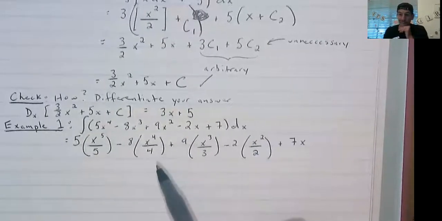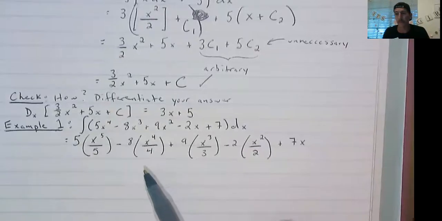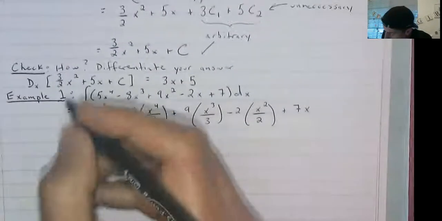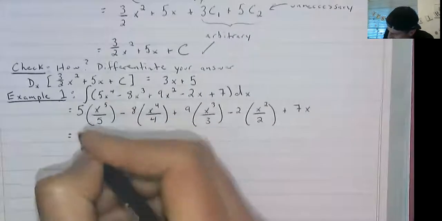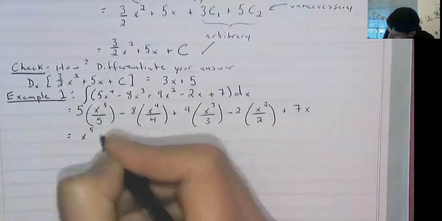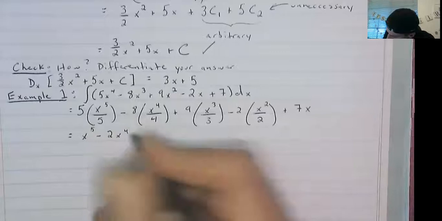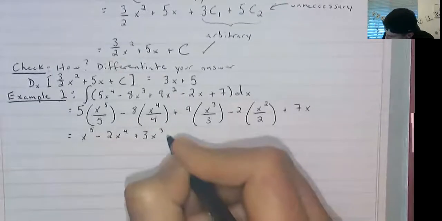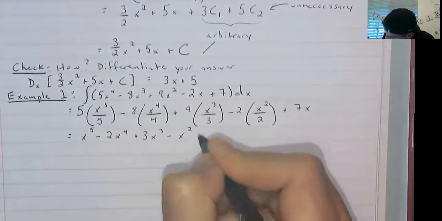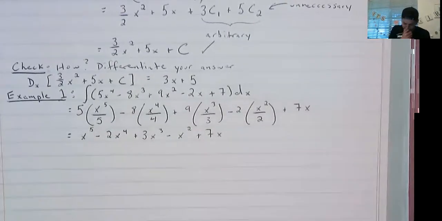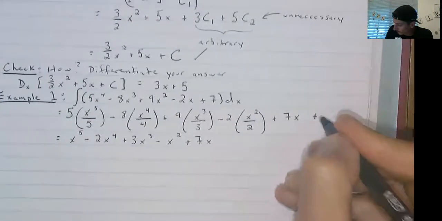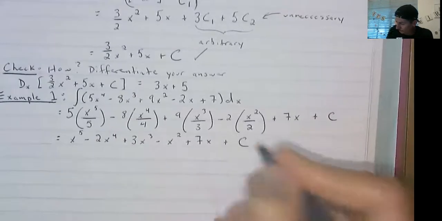So these are the very most basic, simple antiderivatives or integrals we're going to compute. And now we go through and clean this up a little bit, simplifying where possible. The 5's go away, we get x to the 5th. That turns into a negative 2. That turns into a 3, negative 1, and 7x. Oh, and I almost made the mistake. We can't forget plus c. Can't forget plus c.